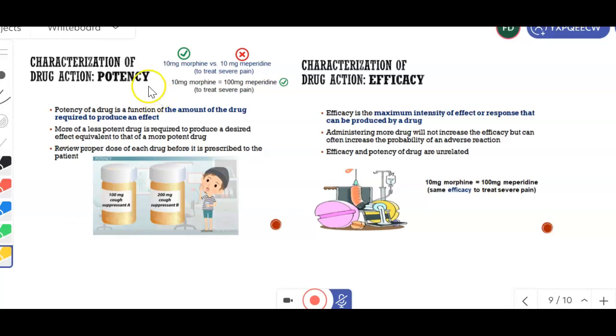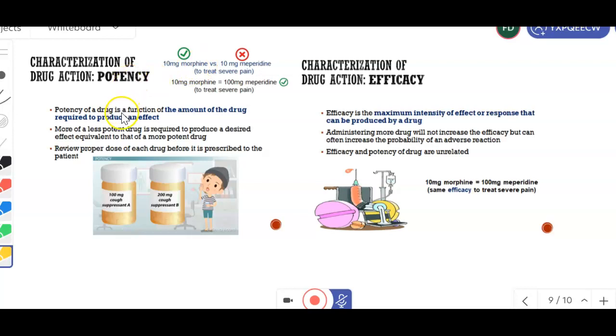Okay, moving on, let's look at the difference between potency and efficacy. So potency is how much drug I would need for it to start working. Let's say that I'm in severe pain. If I take 10 milligrams of morphine, is that potent enough?